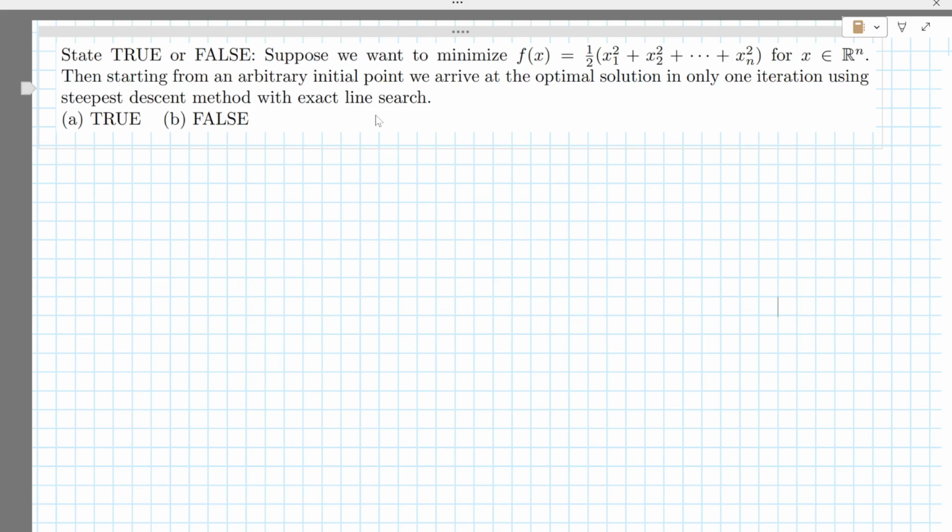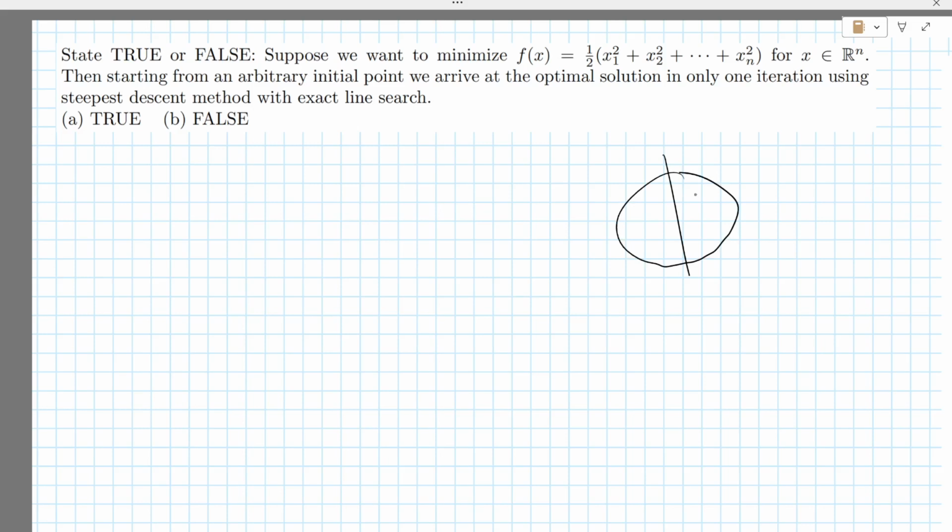This seems to be that type of function, so this will have circular contours, and hence it should work. That is the hypothesis at least. Because it is a circular contour, no matter from where you start, the direction will be towards the center only. When you do line search over here, it will directly give you this much step length. That is at least the intuition.